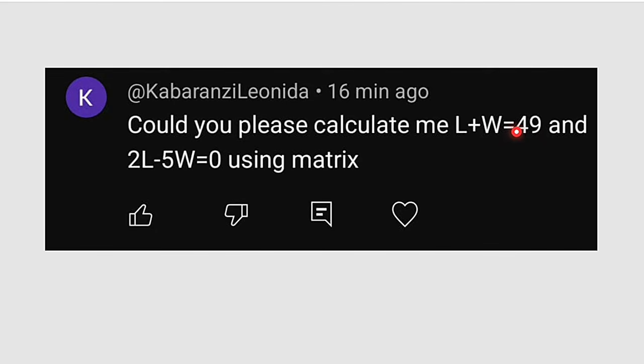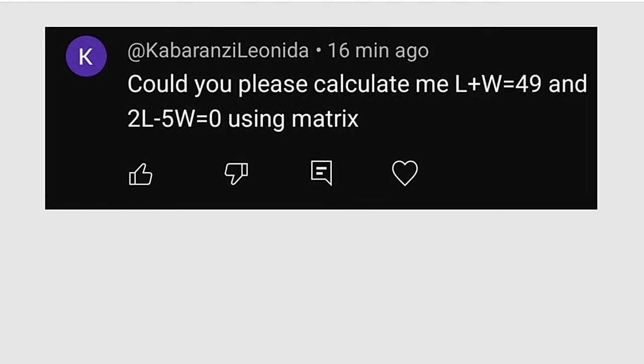L plus W equal to 49 and 2L minus 5W equal to 0 using matrix. If they say you should use matrix, please do not use Cramer's rule. Let me show you how to use it.